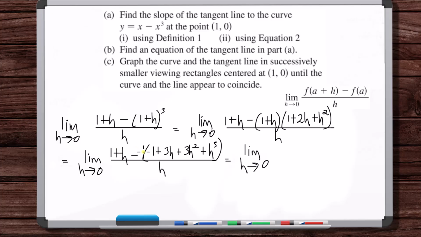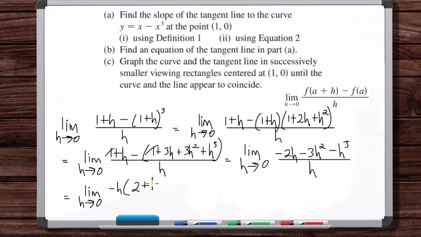You've got 1 plus h minus 1, so the 1 subtracts out. Then h minus 3h is minus 2h. So this is minus 2h minus 3h squared minus h cubed. Now we can factor out a minus h. So you get 2 plus 3h plus h squared.